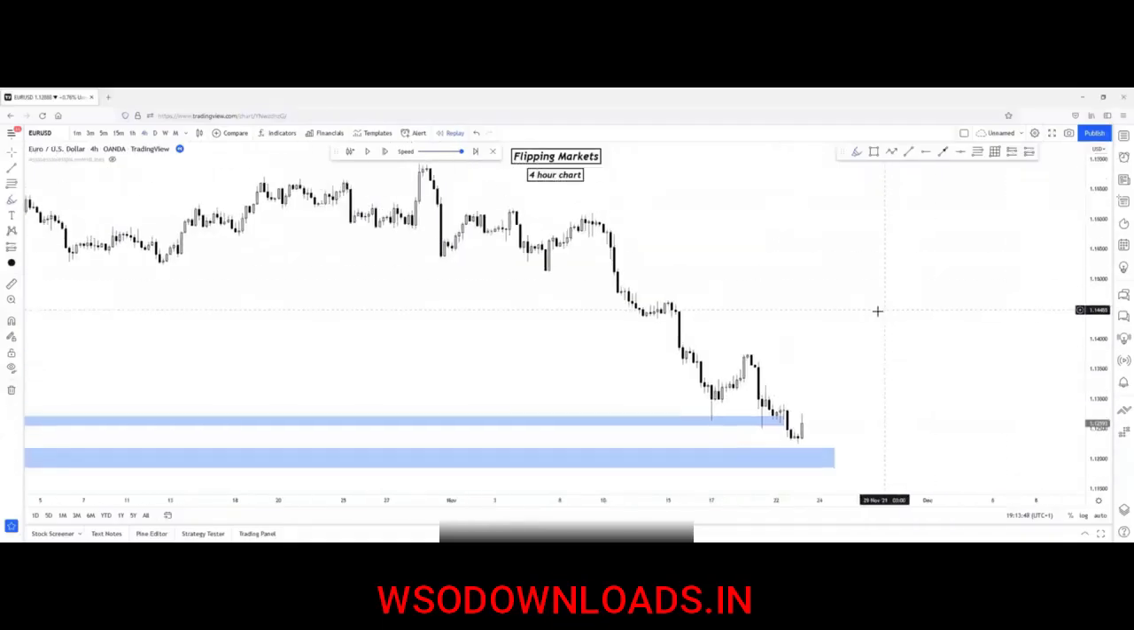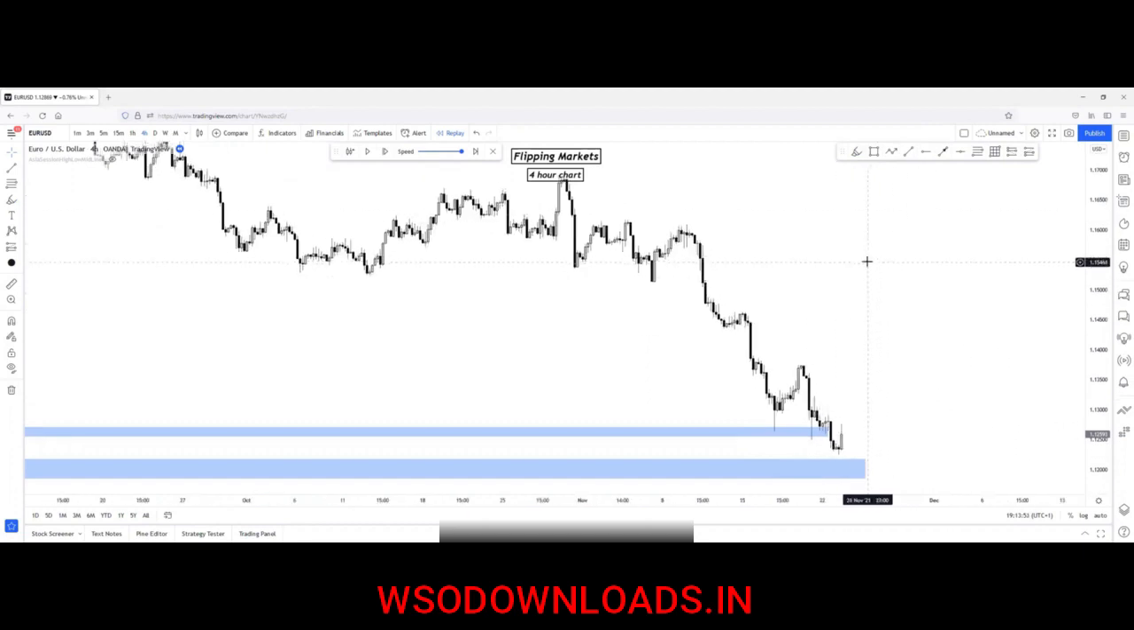So hello, welcome to the next video. Let's see the next example for the whole trading plan. As you can see, the structure is the same, just like in the previous example.